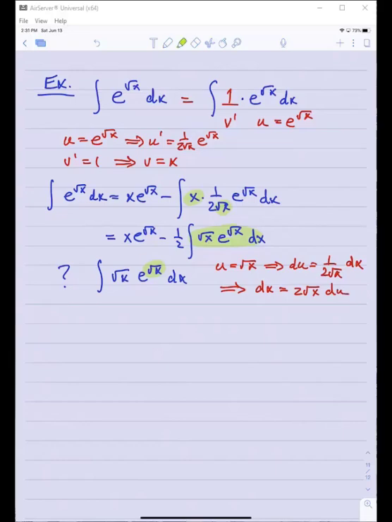But notice, since square root of x is just u, that means dx is just 2u du. Okay, putting that all together, what do we have? We have the integral of square root of x, which we've called u. We have e to the square root of x, which is e to the u. We have dx, which is 2u du. That means we have 2 times the integral of u squared e to the u.